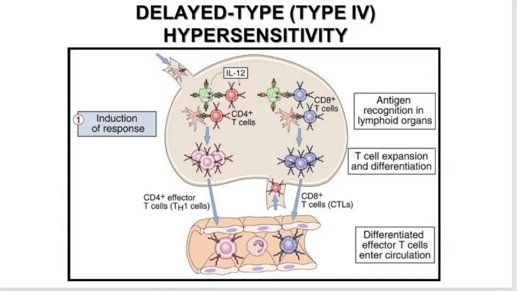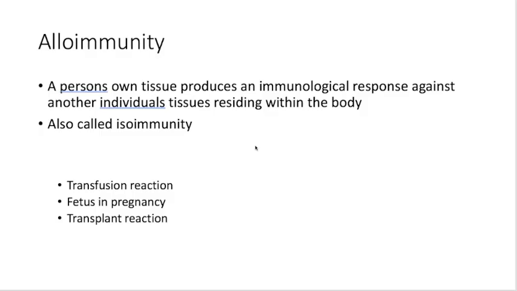So here is an example of that. Alloimmunity occurs when an individual's immune system reacts against antigens on the tissues of other members of the same species. The most common would be transplant reaction or transfusion reaction. There are two clinically relevant examples of this reactivity. There are several neonatal diseases in which the maternal immune system becomes sensitized against antigens expressed by the fetus, and then transplant rejection and transfusion reactions.